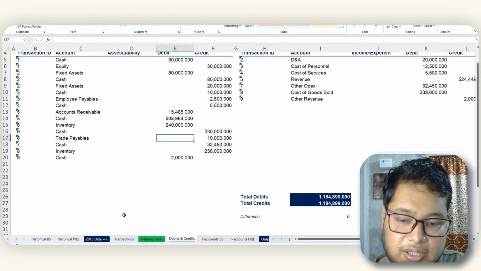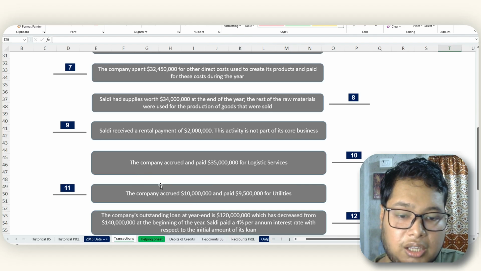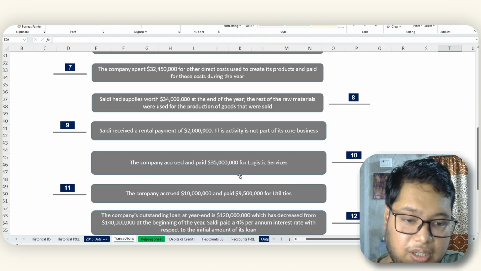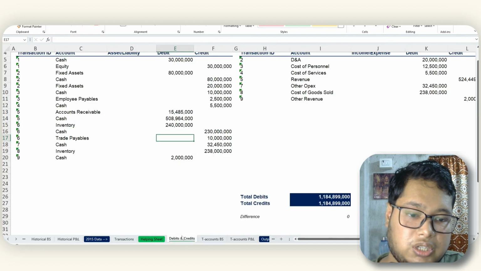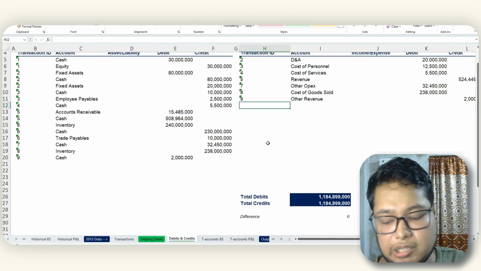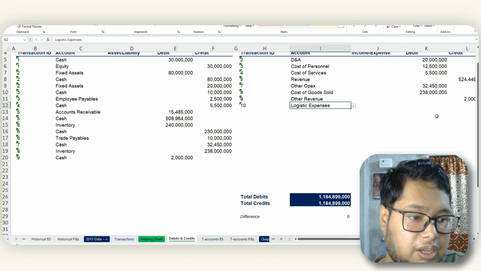Now let's see transaction 10. The company accrued and paid $35 million for logistics. Accrued and paid as well. So cash movement. Let me first record the logistics expense for transaction 10. We have logistics, and it's an expense.